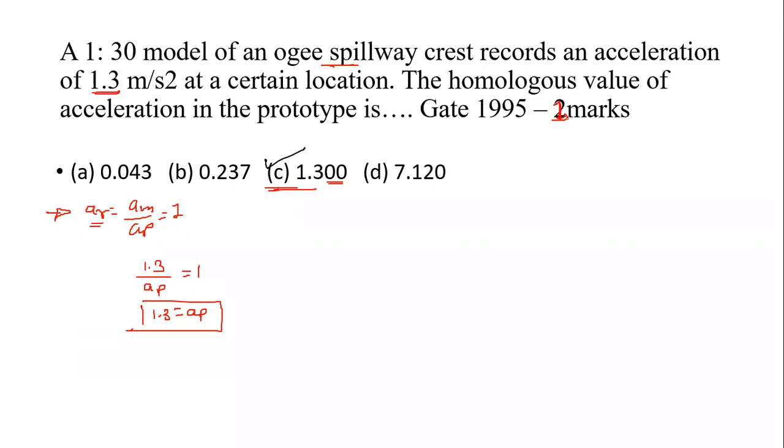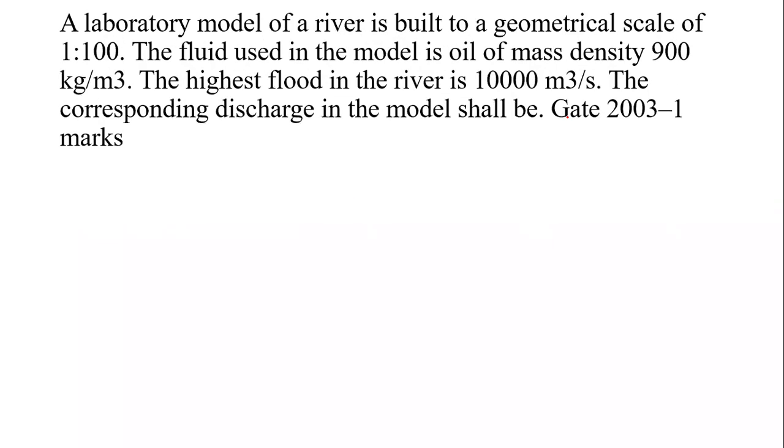A number of questions are there. I would like to go for the next one. Let's go through it. It was in GATE 2003 for 1 mark. A laboratory model of a river is built to a geometrical scale of 1:100. The fluid used in the model is oil of mass density 900 kg per meter cube. The highest flood in the river is 10,000 meter cube per second. The corresponding discharge in the model shall be.